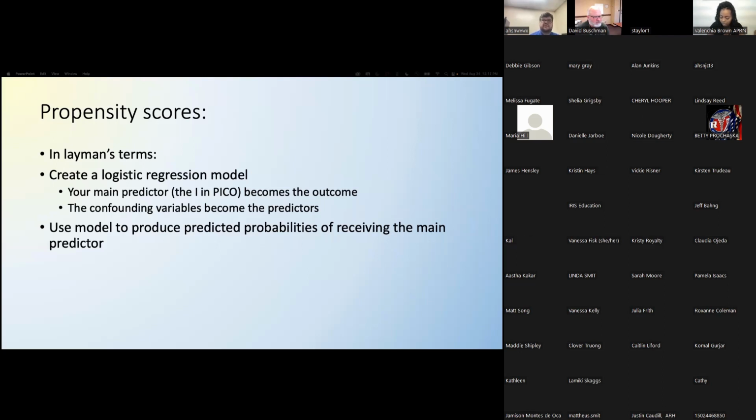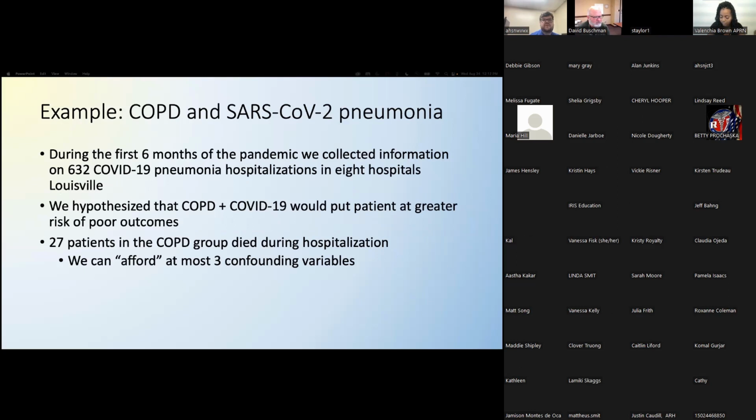So let me give you an example that highlights why we chose to use propensity scores for one of our analyses. In the beginning of the pandemic, Dr. Ramirez and us as a group collected information on 632 COVID-19 pneumonia hospitalizations at 8 hospitals in Louisville. So we have 632 patients, that's our cohort size. We were interested in seeing if COPD would make outcomes worse in these patients.